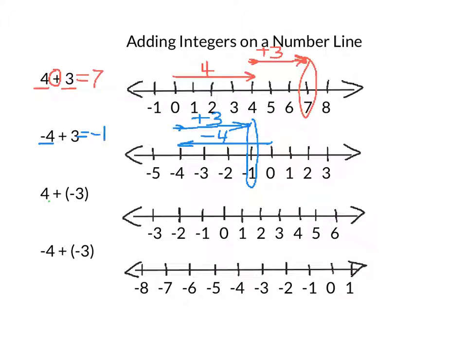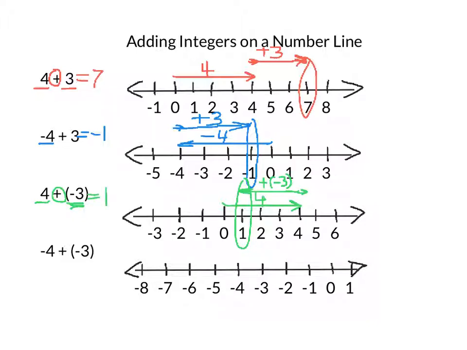Again, we start here at 4, 0 to 4. And right above it we write 4. And then again, adding means we still face right. But since it's a negative 3, we want to walk backwards even though we're facing right. 1, 2, 3. So we still draw our arrow like this. And right above it, we write plus negative 3. And that takes us to positive 1.